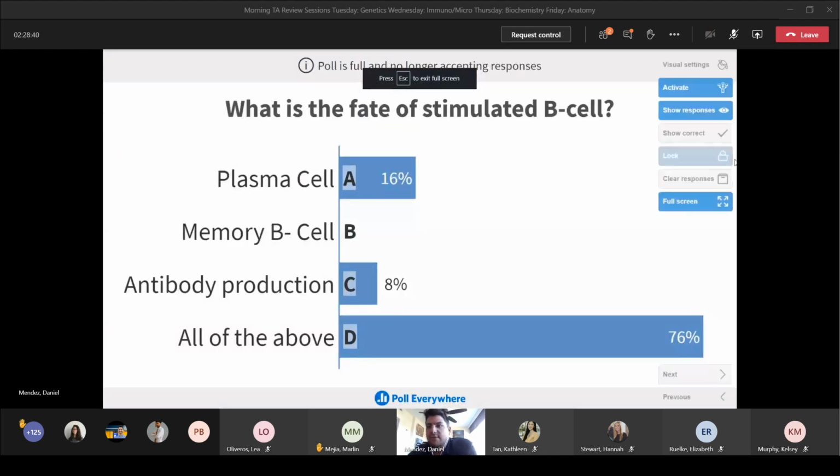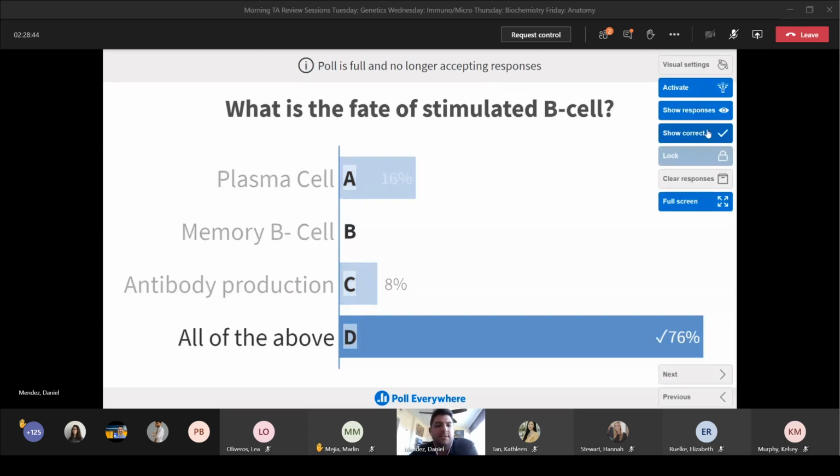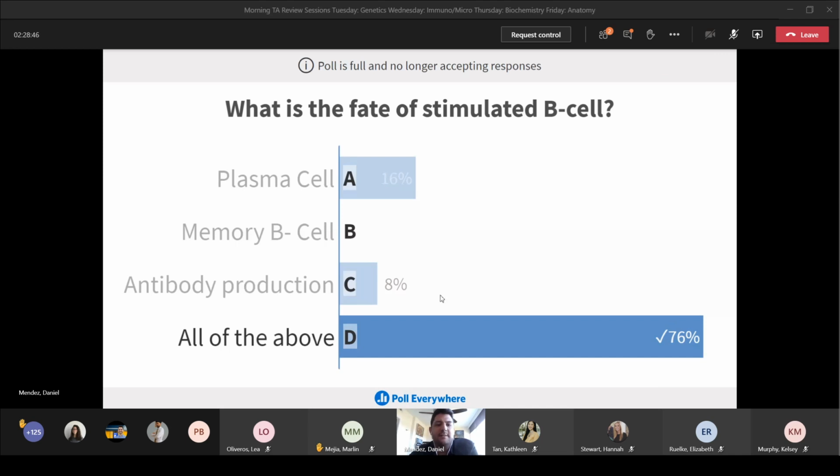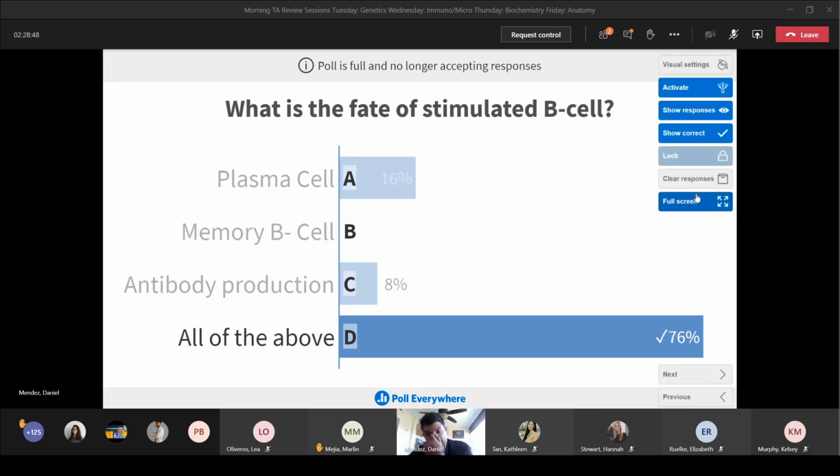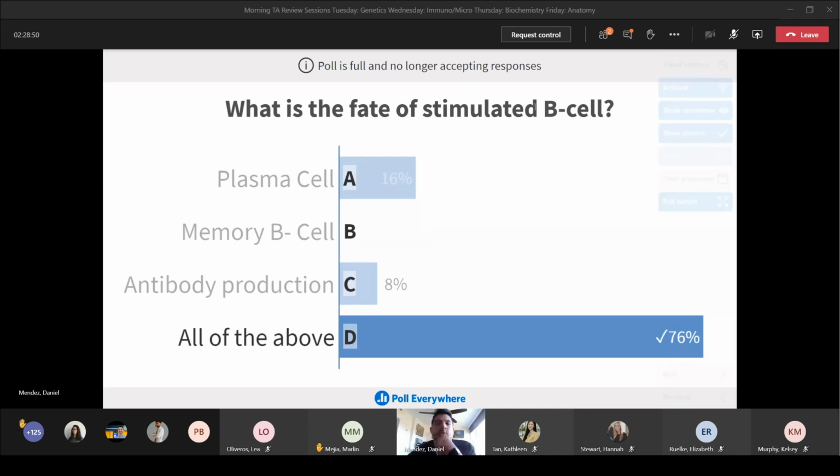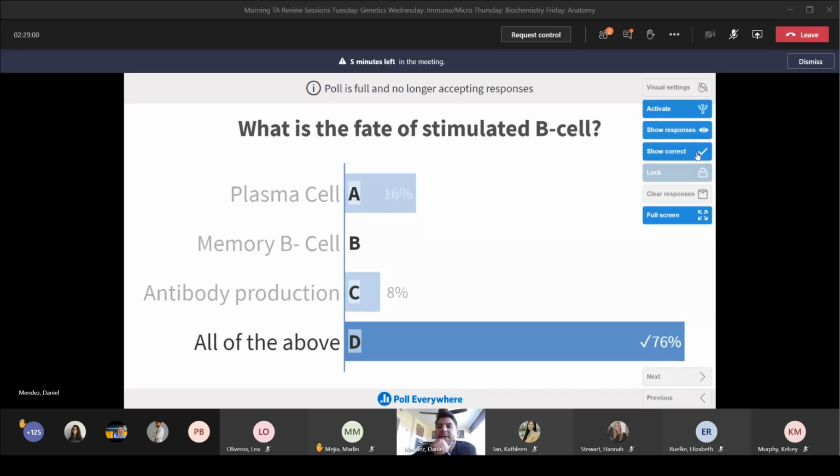All right, so the fate of the B cell is going to be the plasma cell and the memory cell and the antibody. So good job for the 76% of people that got it. Remember, the B cell does differentiate into a plasma cell. With clonal expansion, you do get the memory B cell. This is how we can protect ourselves later on, and B cells are the ones that produce antibodies.